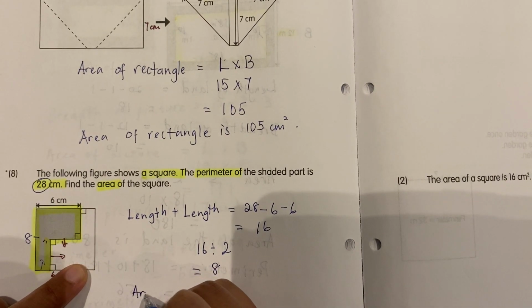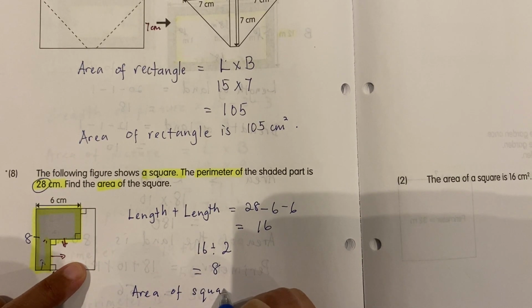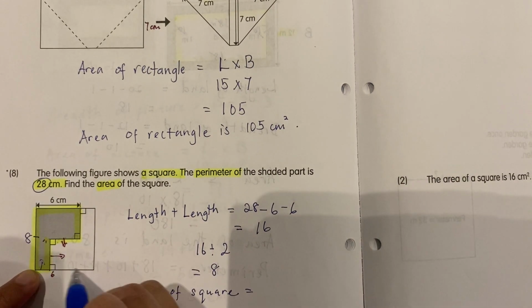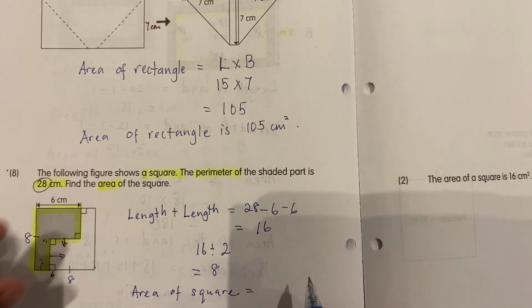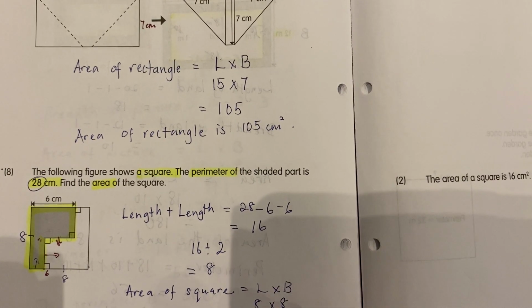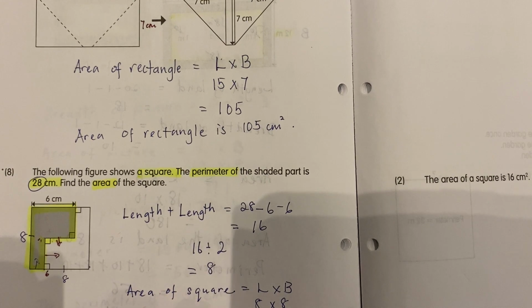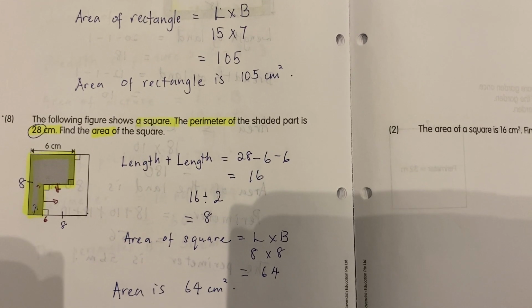So the area of the square, now because this is a square, you know that if this is 8, this whole piece will also be 8. This is 8, so this is also 8. So length times breadth is 8 times 8. Your answer is 64. So the area is 64 square centimeters. That's your answer.